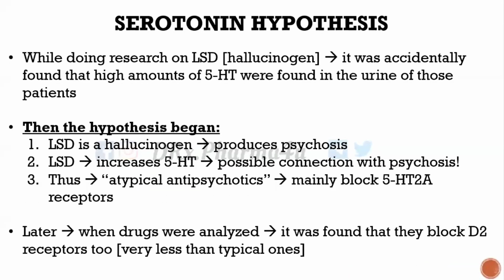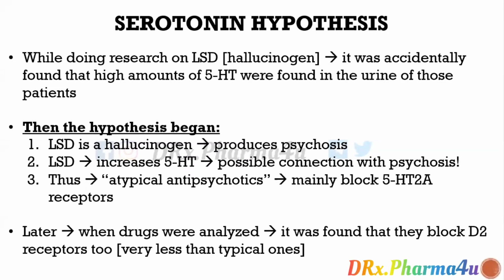Now we come to serotonin hypothesis. So actually some researchers were doing a study on LSD. LSD, you know very well, it is a very powerful hallucinogenic. So it was accidentally found. Actually, they were trying to research something else, but they accidentally found that in the urine sample of patients who had taken LSD, large amounts of serotonin were found. 5-HT means 5-hydroxytryptamine, which is also known as serotonin.